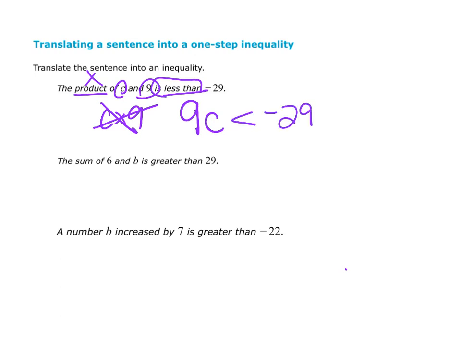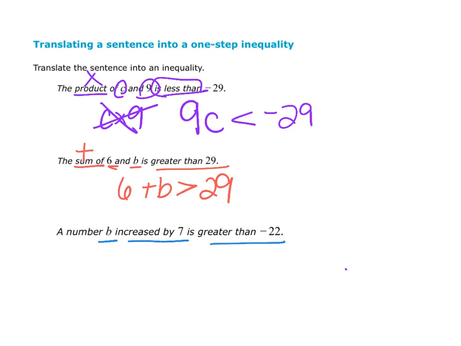Right? Our second one says the sum of 6 and B is greater than 29. Sum tells me that I'm adding, so I'm doing 6 plus B, and that's greater than 29. And then our final one says a number B increased by 7 is greater than negative 22. So increased by means we're adding, so B plus 7 is greater than negative 22. And then later this week, we'll work on solving these inequalities and graphing them. But right now, let's just practice writing them from sentences.